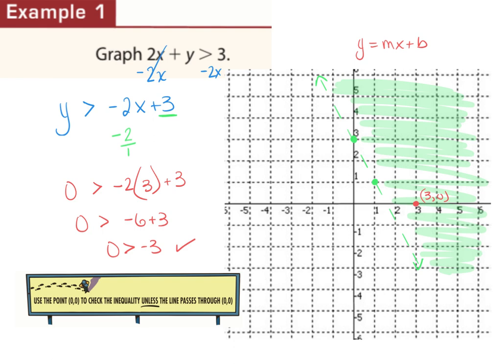This says to use the point 0, 0. This is an easy point to use, but if I used it here, 0, 0 should give me a false statement, all right, because it's not part of my answer. So I typically choose one that is part of my answer, and I check it that way.